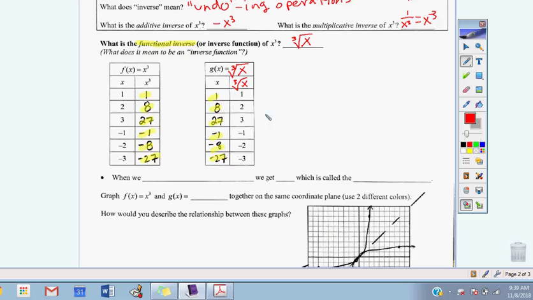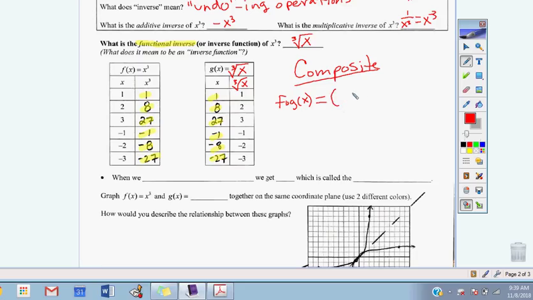I want you to think about it over here in this space of something we've done in the past, because this is going to be a way to test to see if functions are inverses of each other. Think about the composite functions we've done in the past. If we did f of g of x, for these two right here, look what happens. You take g of x and put it into f of x. Now, these are very simple parent functions, but watch what happens.